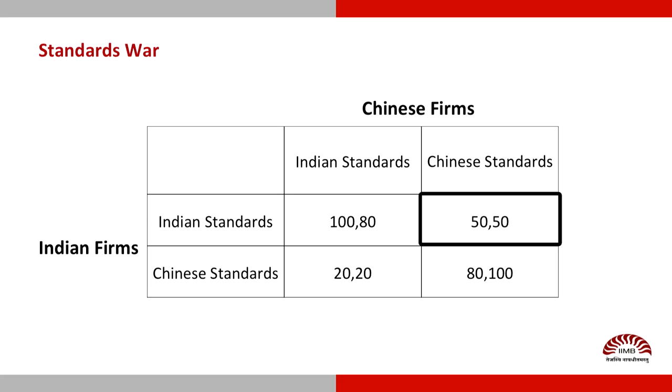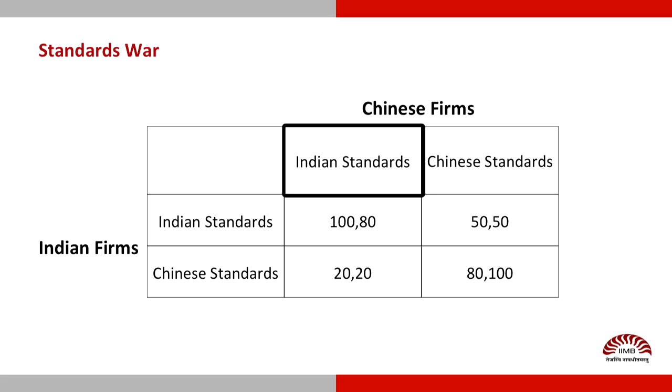Can it be possible for Indian firms to adopt Indian standards and Chinese firms to adopt Chinese standards? Or in other words, is 50-50 a Nash equilibrium? Well, if Chinese firms were to adopt Chinese standards, what would Indian firms do? Indian firms would rather adopt Chinese standards. So, obviously, the situation where Indian firms adopt Indian standards and Chinese firms adopt Chinese standards is not a Nash equilibrium. Similarly, Indian firms adopting Chinese standards and Chinese firms adopting Indian standards is also not a Nash equilibrium. You can check very easily.